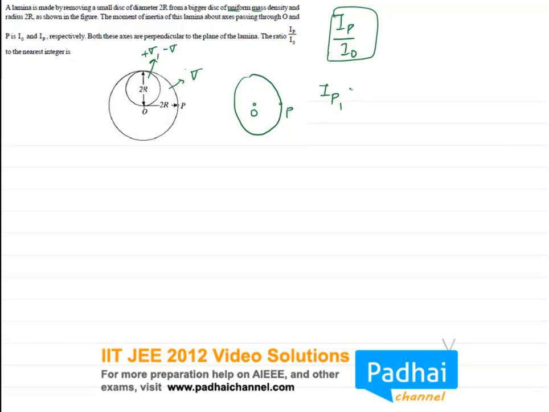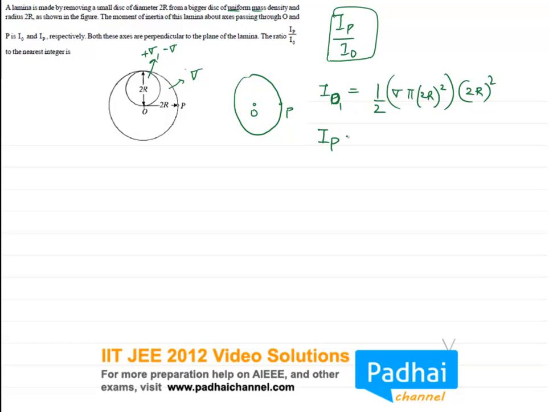let us call this IP1. The moment of inertia for a disk is given by half m r square, which will be equal to half into m, which is sigma into pi into 2r whole square, into r square, which equals 2m r square. This is IO, due to point O.